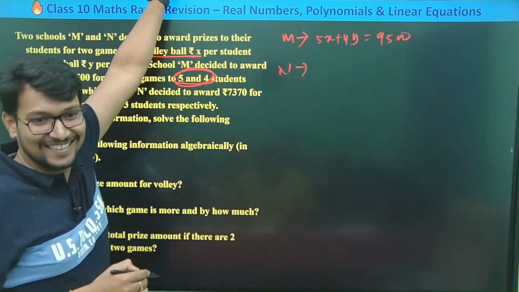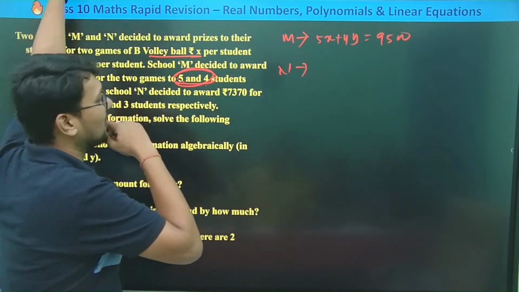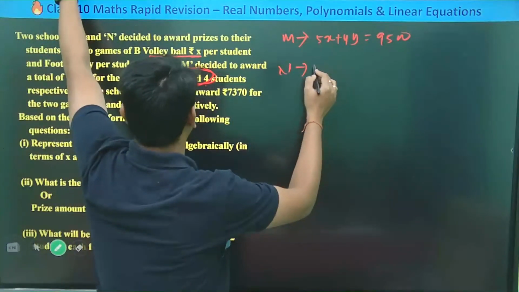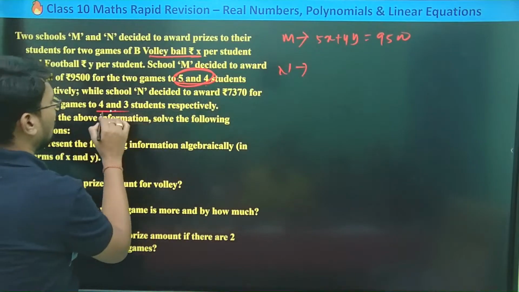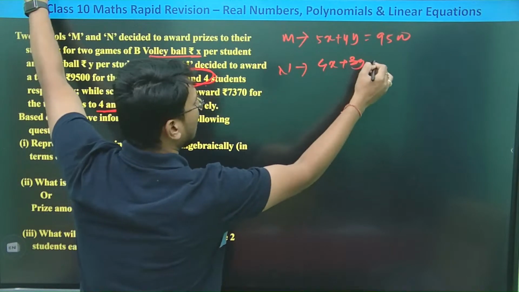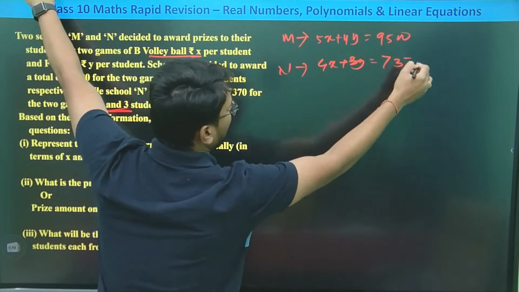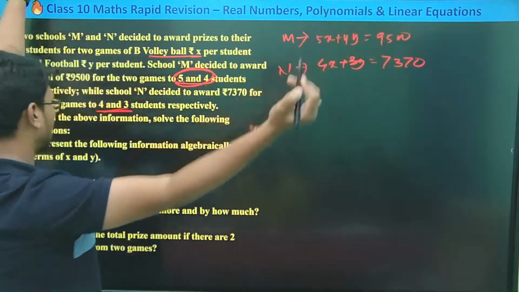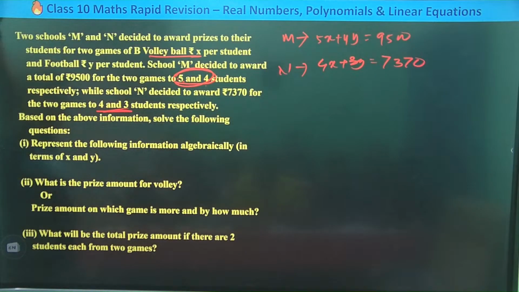N school, right? N school will provide how many? So 4x plus 3y equals 7370. Done. That's the first part done.